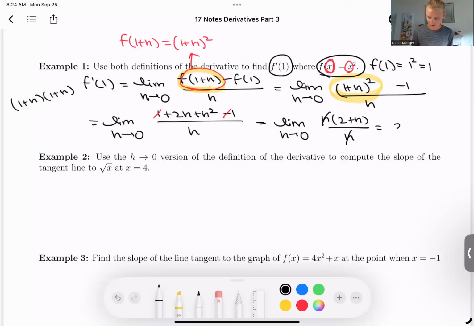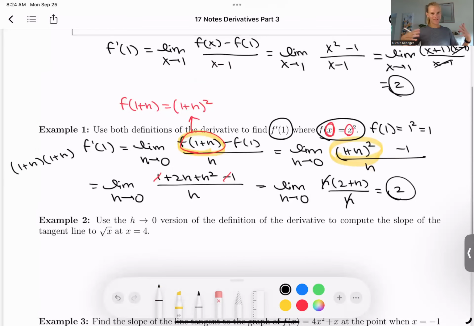And now if we plug in 0, we get 2 out. So it's a good thing. We found that both of these definitions agree. The derivative at 1 is 2. That's the slope of our tangent line at the point when x is 1.